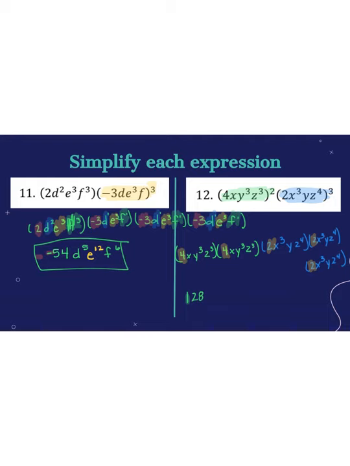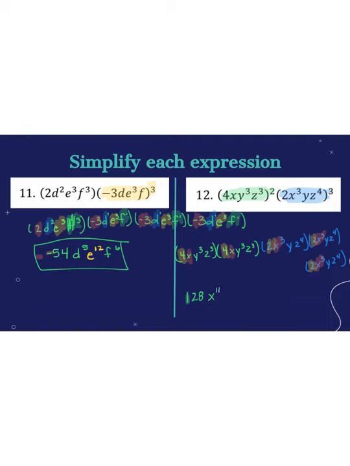Okay, the next thing I'm going to look at is my x's. I have 1x here, 1x here, so I have 2 x's. And then I also have an x to the 3rd, an x to the 3rd, and an x to the 3rd. So when I add all those together, that's going to give me x to the 11th. So I'm going to write in x to the 11th. So my x's are all done.